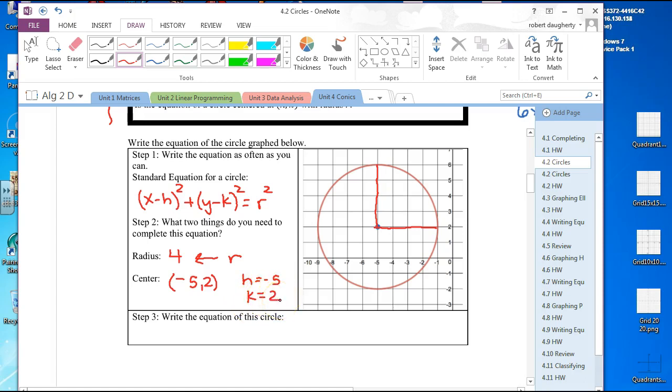So all I have to do is just plug those into the formula. When I do that, X minus H, X minus negative 5, so this is X plus 5 squared plus Y minus 2 squared equal R squared. So that is 16, okay? That's the equation of the circle centered at negative 5, 2 with a radius of 4.